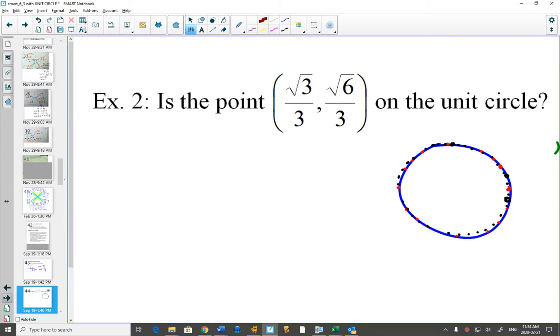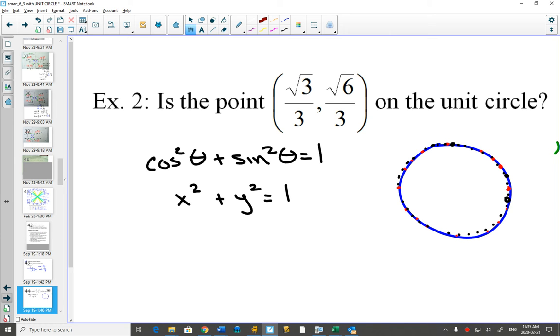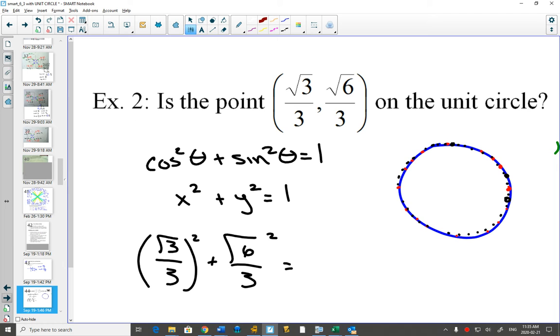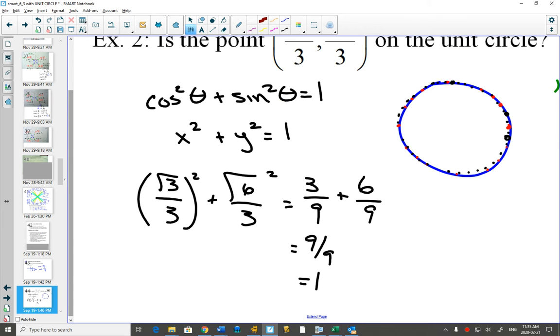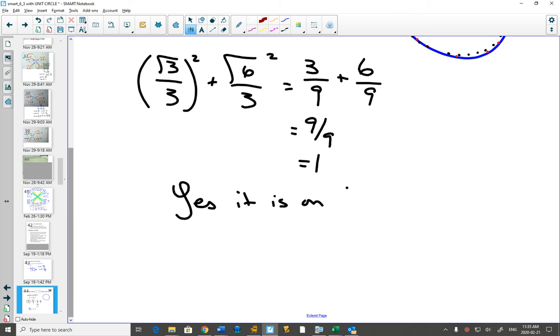Well, what do we know about points on the unit circle? They're cos theta comma sine theta. And one of the big ideas about the unit circle is that cos squared plus sine squared is always equal to 1. In other words, the equation of the circle is that x squared plus y squared has to equal 1 if the point is on the unit circle. If I try root 3 over 3 and square it, plus root 6 over 3 and square it, what am I going to get? 3 over 9 plus 6 over 9. And because it's equal to 1, it's on the unit circle. If it didn't equal 1, then that point is not on the unit circle.